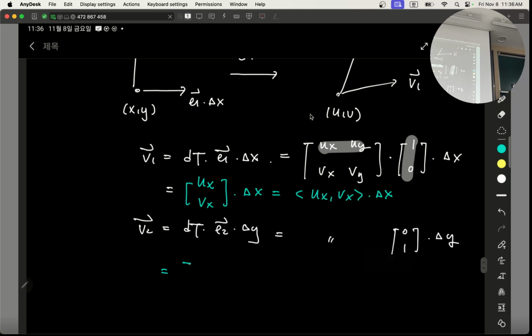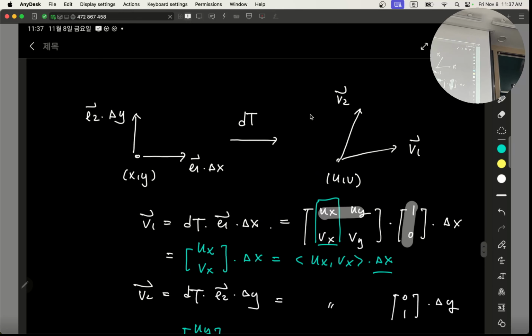And how about V2? The same thing. (ux, vx) is simply the first column of your differential. So when you multiply by E2, you get the second column of the differential, which is (uy, vy) times delta y. So V2 is (uy, vy) times delta y. That's your V2. So it's a small vector because delta x and delta y are multiplied in.